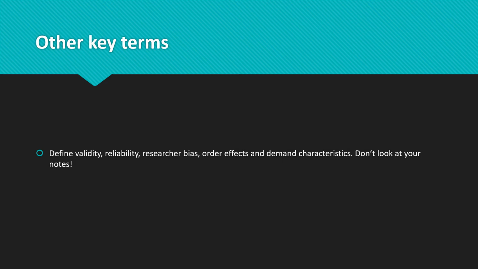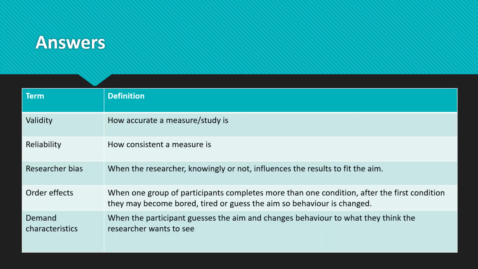So let's look at the definitions then. First of all, validity. Validity means how accurate a measure is. Reliability is the consistency of a measure. Researcher bias is when the researcher, whether they know it or not, influences the results to fit the aim.